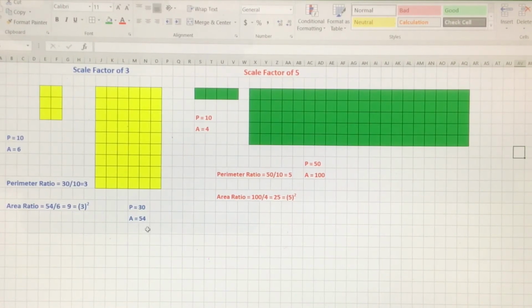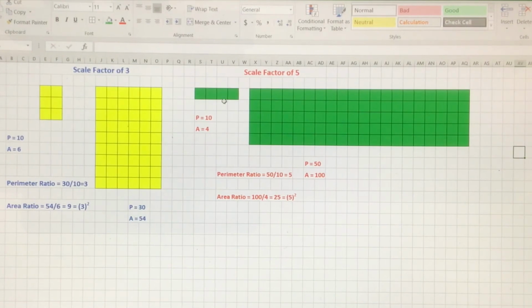But if you look at the area ratio, 54 over 6 is equal to 9, which is 3 squared. It turns out that the area ratio is the square of the scale factor, right? You made each side 3 times longer. You made it 3 times as wide and 3 times as long. You made 3 times the number of columns and 3 times the number of rows, which gives you 9 times the number of boxes, 9 times the area.